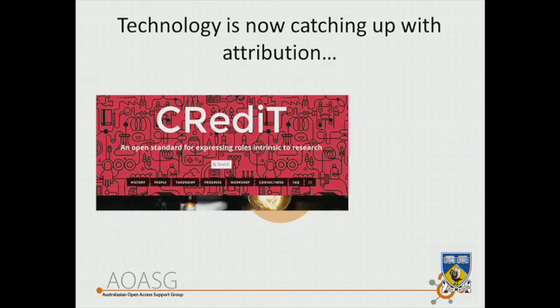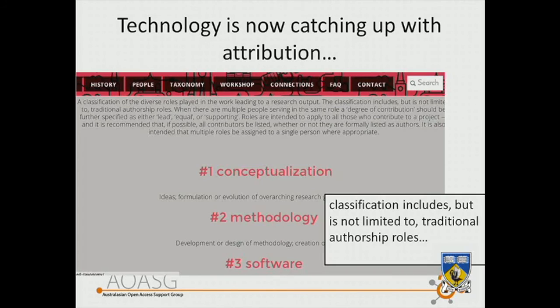A tool has been developed called Credit, which is coming. It's being built into some publishers' databases now, and this will allow you to give very accurate attribution of what you did, and also electronically link it to ORCID. So again, it's a nice example, I think, of technology which is allowing us to solve some real basic problems about how authors get credit for what they do.